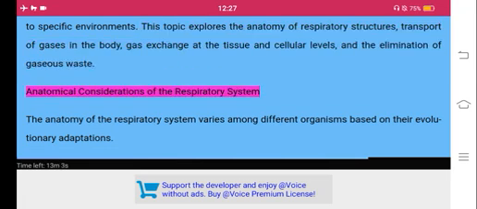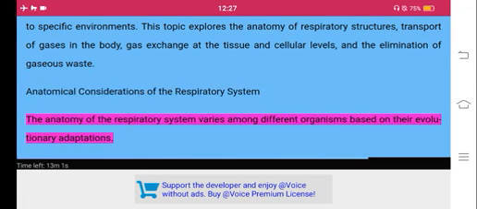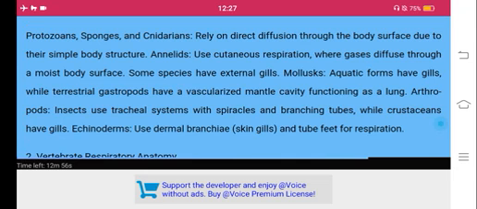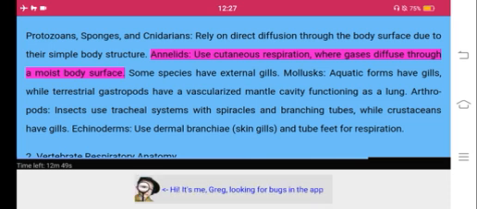Anatomical considerations of the respiratory system. The anatomy of the respiratory system varies among different organisms based on their evolutionary adaptations. 1. Invertebrate respiratory anatomy. Protozoans, sponges, and cnidarians rely on direct diffusion through the body surface due to their simple body structure. Annelids use cutaneous respiration, where gases diffuse through a moist body surface. Some species have external gills.